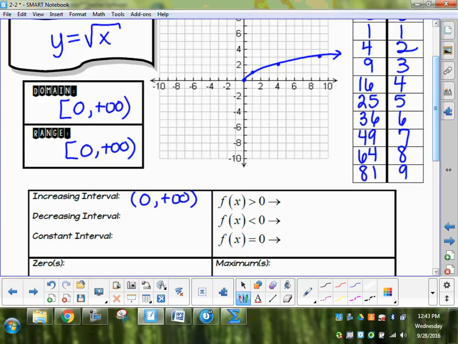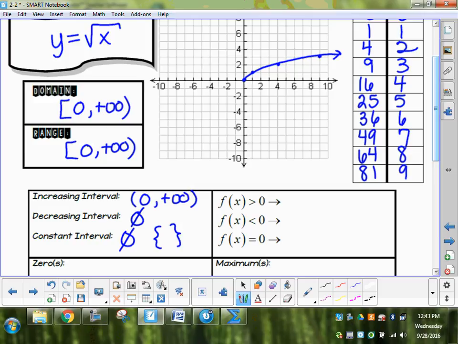When would this be decreasing? Take a look at this. As I move left to right, keep in mind you can only move left to right. When would this be decreasing? It doesn't. If it's always increasing over its domain, it's never decreasing. When is the function going to be constant? What do you say? It isn't. You could also give the empty set, null set.